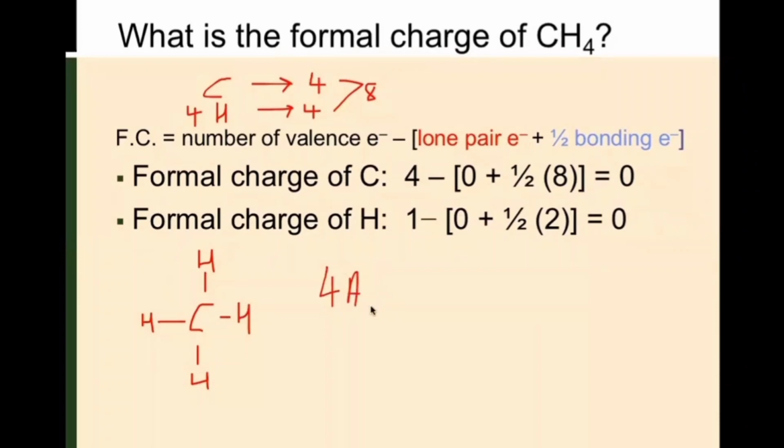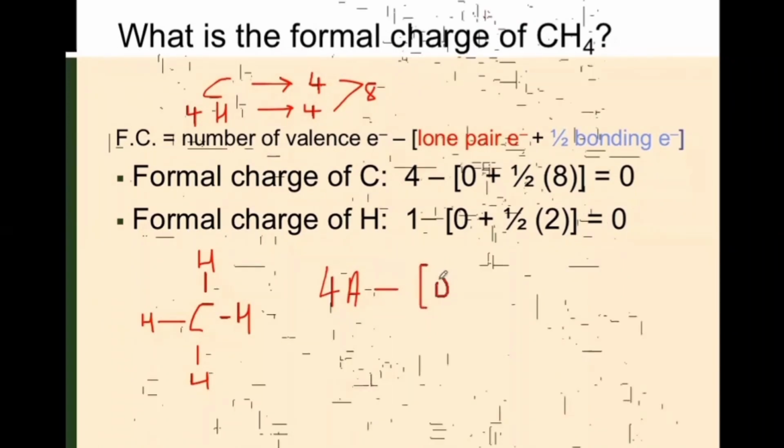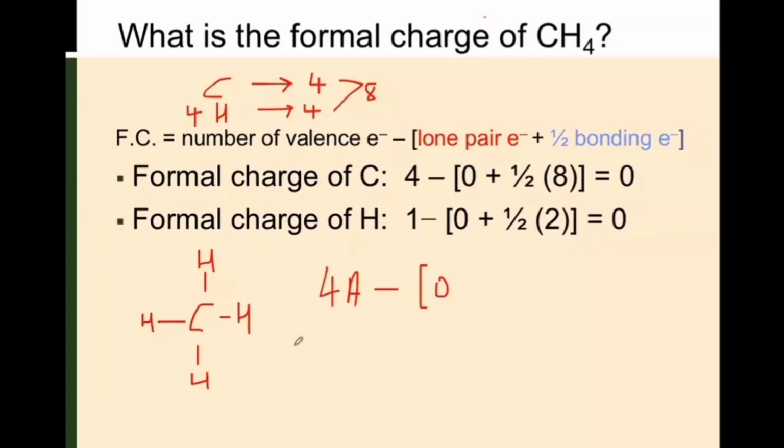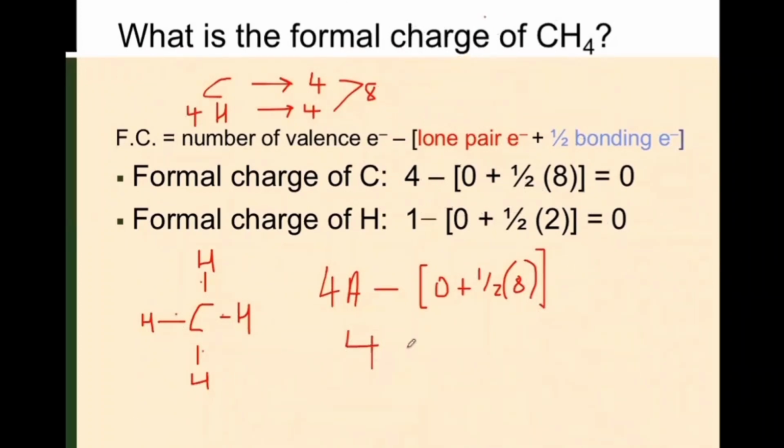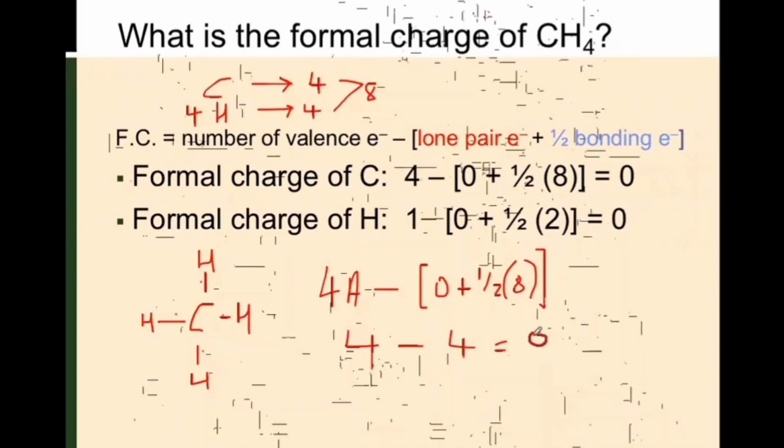So group 4A, then minus 0, the lone pair electrons. There are no lone pair electrons because they're all in bonding. Plus a half of the 8 bonding electrons. Where did the 8 bonding electrons come from? 2 from each of these 1, 2, 3, 4 bonds. So that's 8 electrons, because there are 2 electrons in each bond. So that's 4 minus 4, which gives us a formal charge of 0.